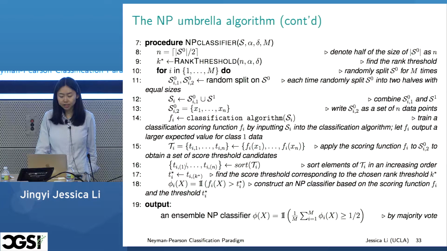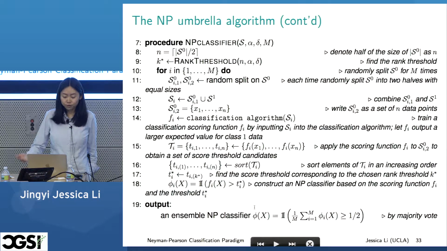So every split gives me one classifier. And by having multiple splits and combining the classifiers together, I get an ensemble classifier. So that's the whole story for the algorithm. And now, back to the toy example. Let's see how it works.